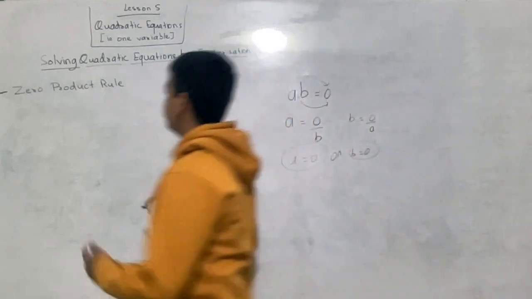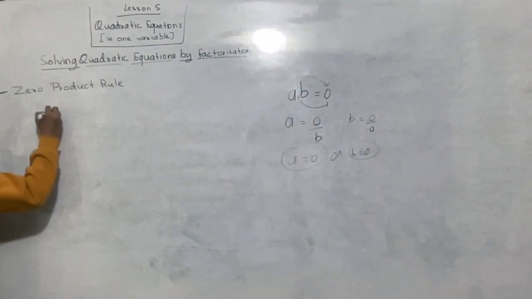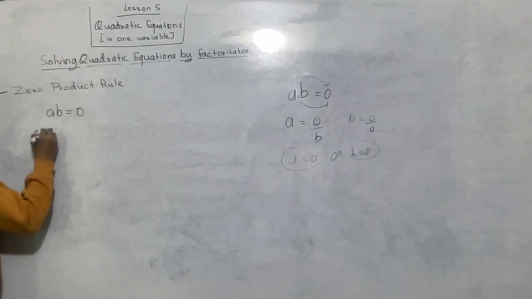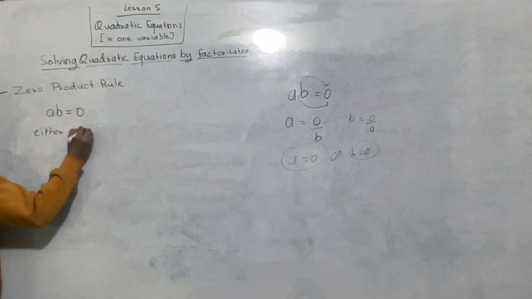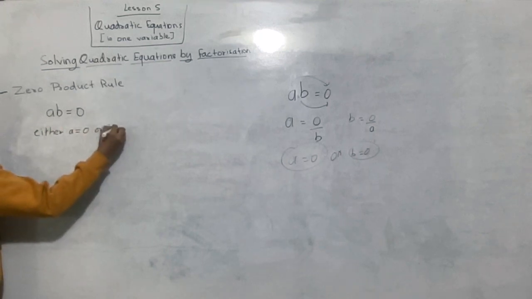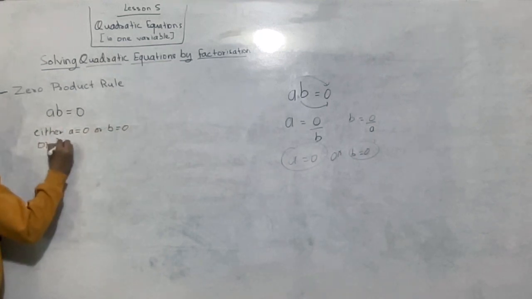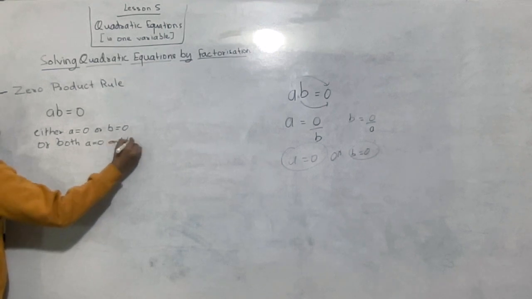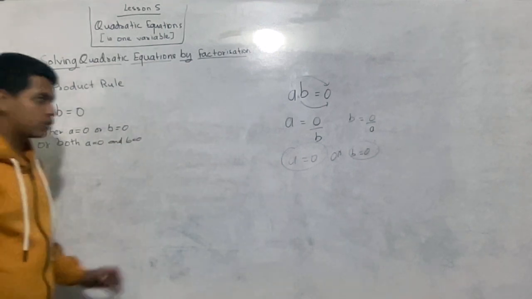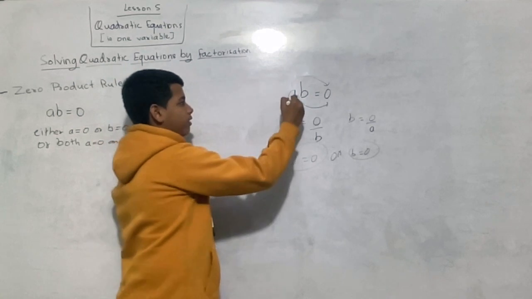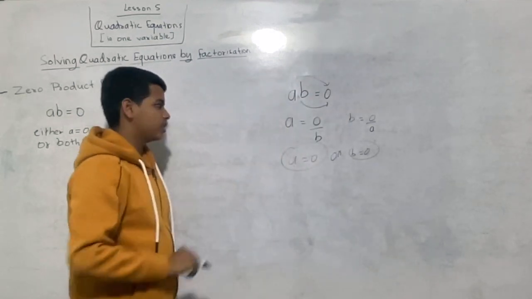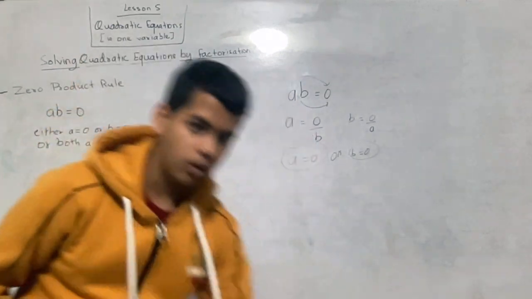Now let me explain it more properly. When there is an equation AB is equal to 0, then either A is equal to 0 or B is equal to 0, or both A is equal to 0 and B is equal to 0. This was common sense, because when we take one to the other side we will get 0, and when we take the other to the other side we will get 0. So this is the zero product rule.